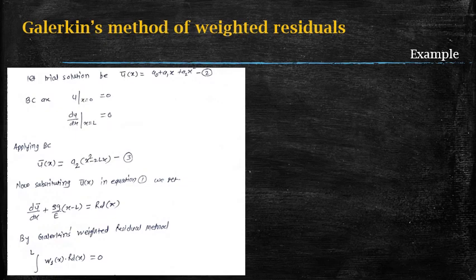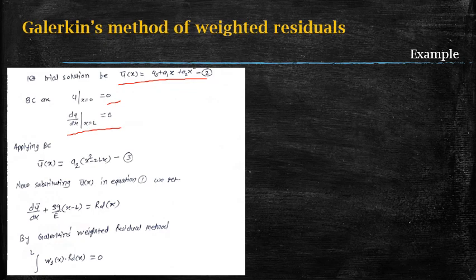Let us assume the trial solution like this: u bar of x is equal to a0 plus a1x plus a2x square. I am assuming a quadratic trial solution. What are the boundary conditions? This bar is fixed at the top end, means u, that is the displacement at x is equal to 0, is equal to 0, and the bottom end is free, so there will not be any stresses and strains at the bottom end. So strain, that is du by dx at x is equal to L, is equal to 0.